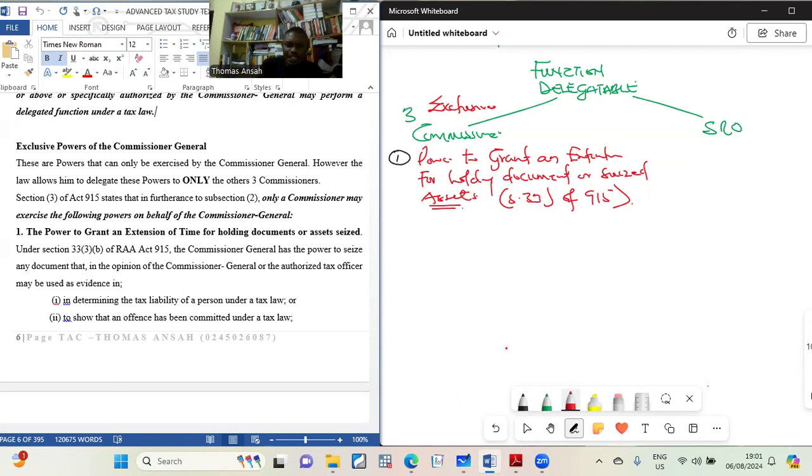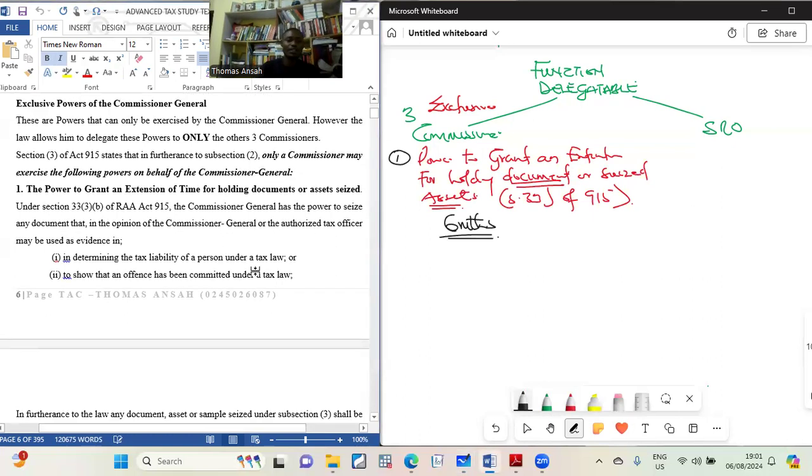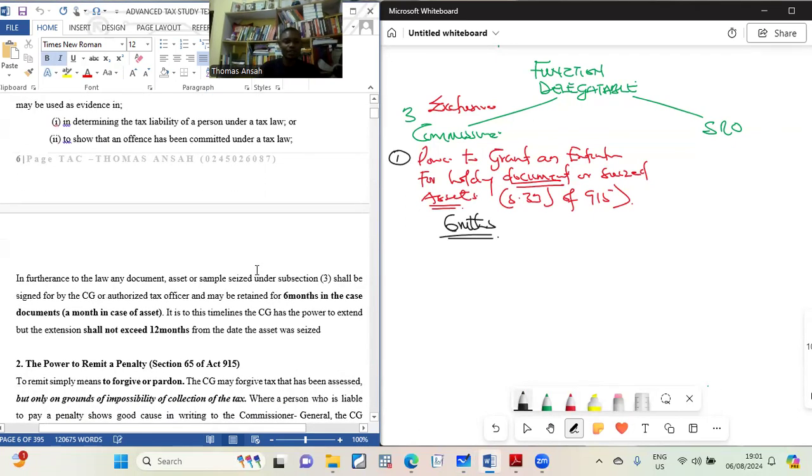Now, when they seize an asset, or let's say they seize a document, they are supposed to seize it for 6 months. It can only be with them for 6 months. It cannot be more than 6 months. Once the 6 months is over, they must give you back your assets.